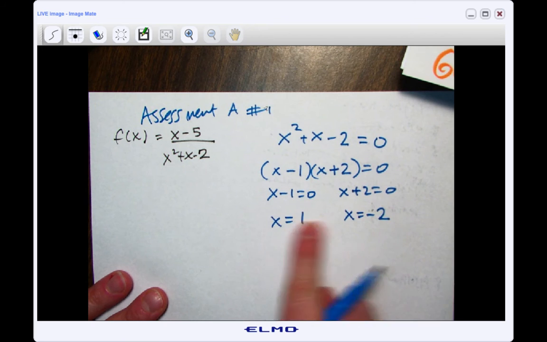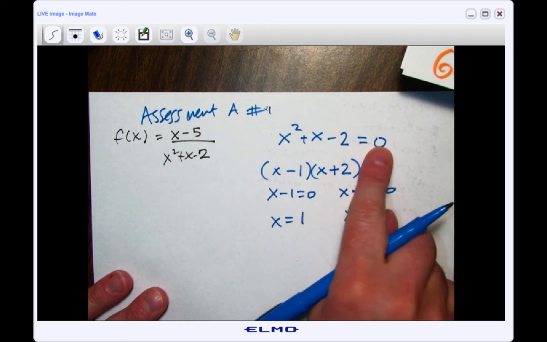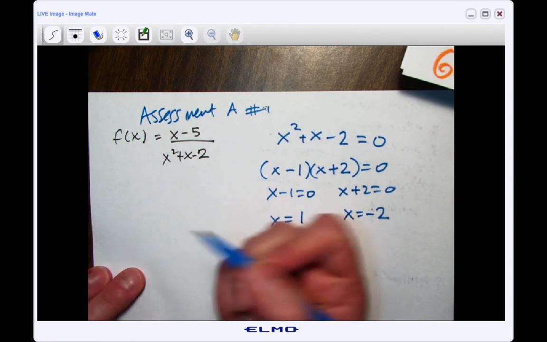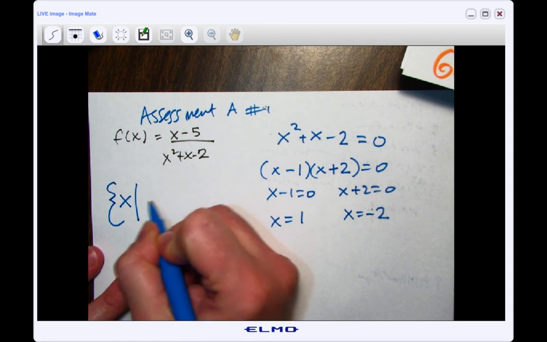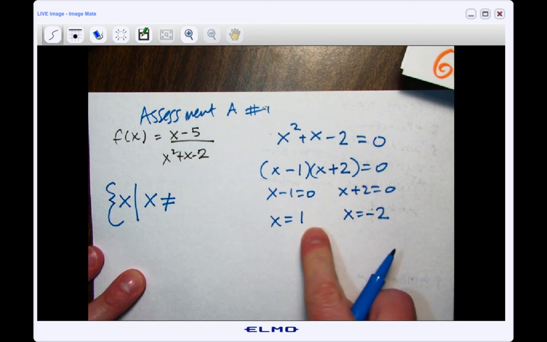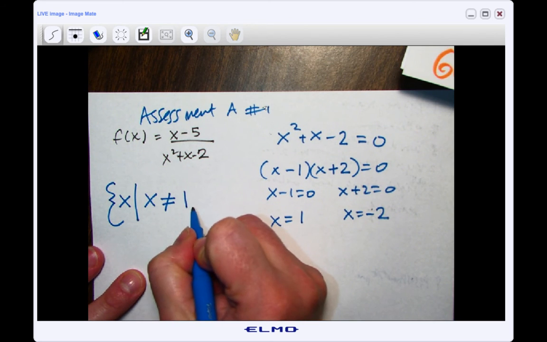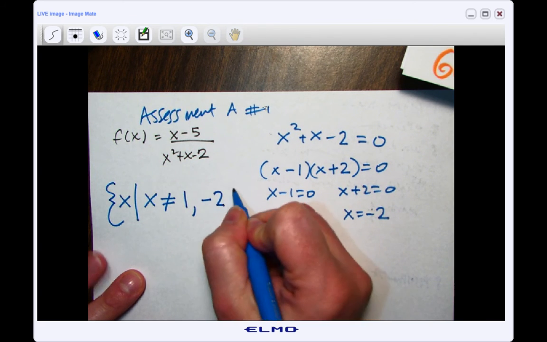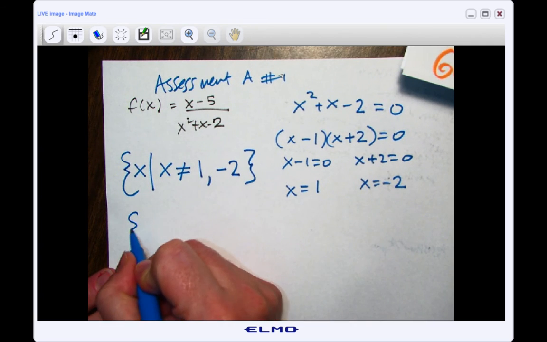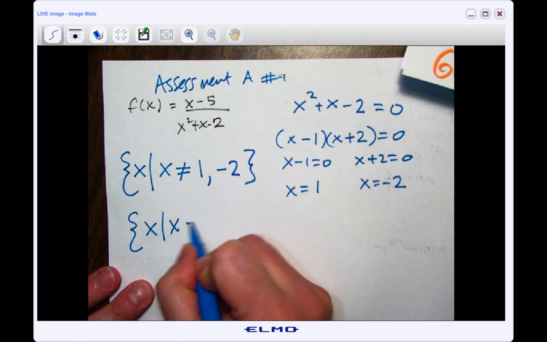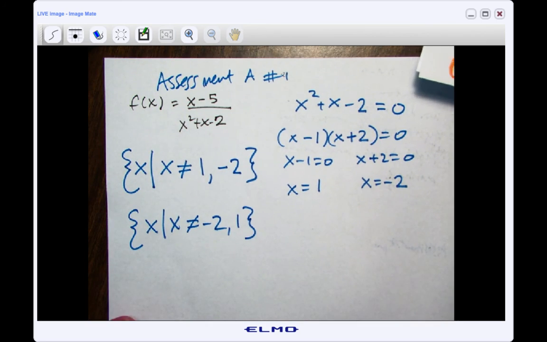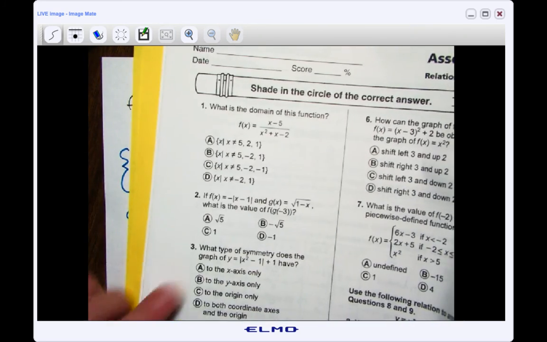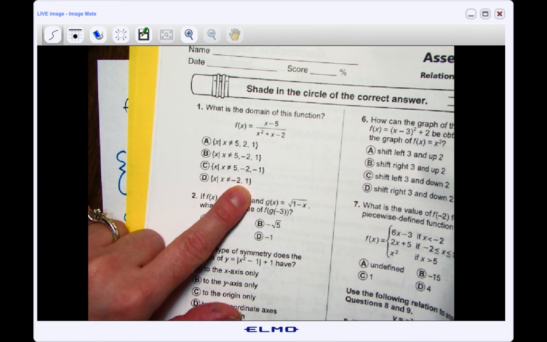So although that's what this is equal to when we set this equal to 0, what we really want to say, if we want to use our fancy set notation, is x such that x does not equal 1 or negative 2. Now, normally they're going to set it in numerical order, so they're going to write it this way, I'm sure. And then we take a look at our answers, and we see that that is letter D.